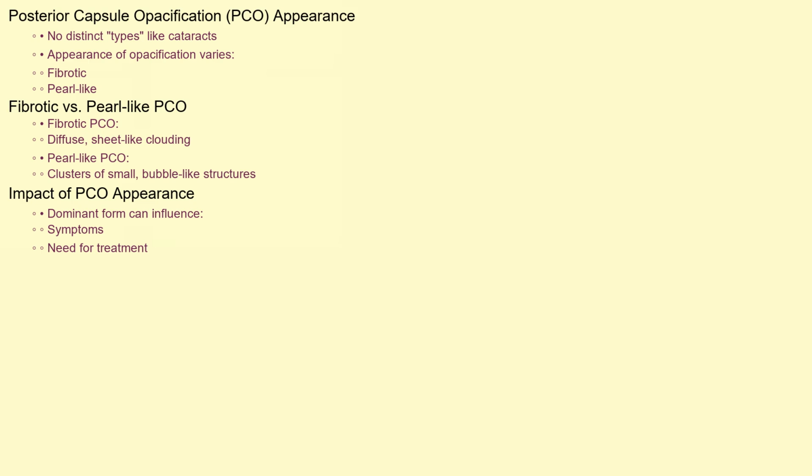While PCO doesn't have distinct types in the same way that cataracts do, the appearance of the opacification can vary. As we mentioned, there are fibrotic and pearl-like forms. Fibrotic PCO appears as a diffuse, sheet-like clouding, whereas pearl-like PCO presents as clusters of small, bubble-like structures. The dominant form can influence the symptoms and the need for treatment.